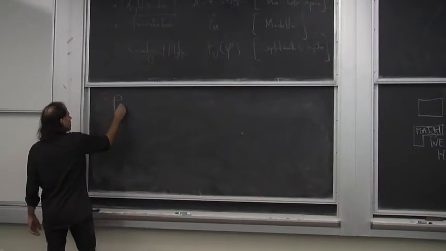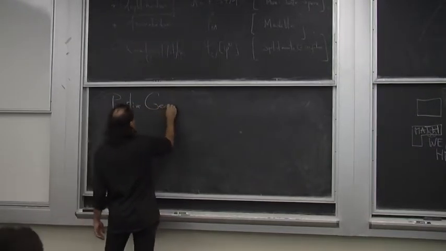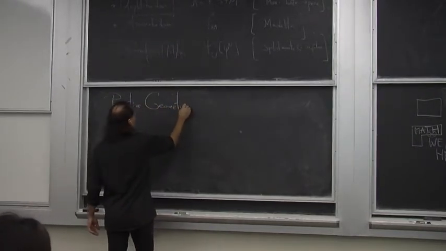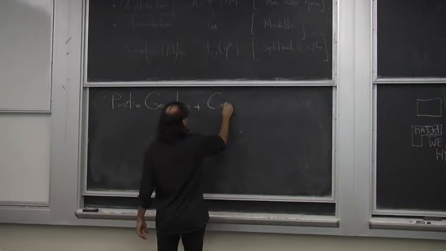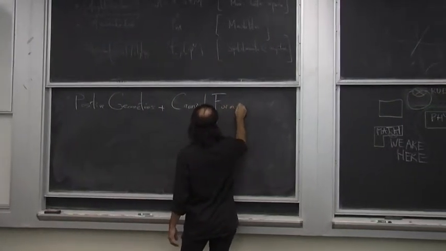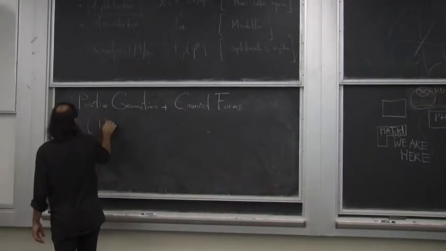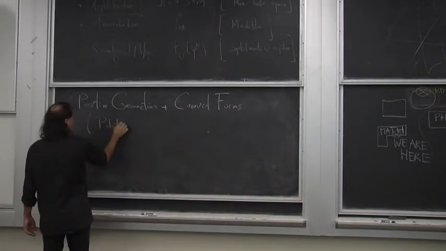So now that we have this nicer language set up, I want to talk about positive geometries and canonical forms. And I won't talk about fancy positive geometries. I'll just talk about polygons and polytopes in general.